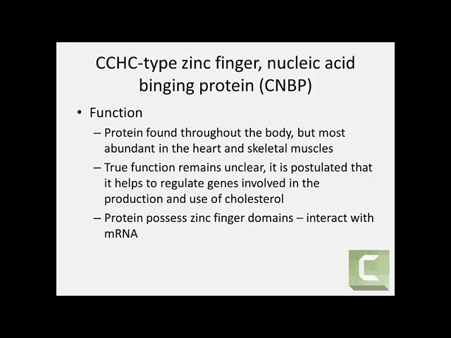The CNBP gene codes for the CNBP protein. Its function is unclear at this time, but it is postulated to be involved in the regulation of genes involved in the production and use of cholesterol. On top of that, it acts as a regulator in splicing. The protein possesses zinc finger domains, which indicate it interacts with mRNA to aid in its functional duties. The protein is found throughout the body, but most abundantly in the heart and skeletal muscles.